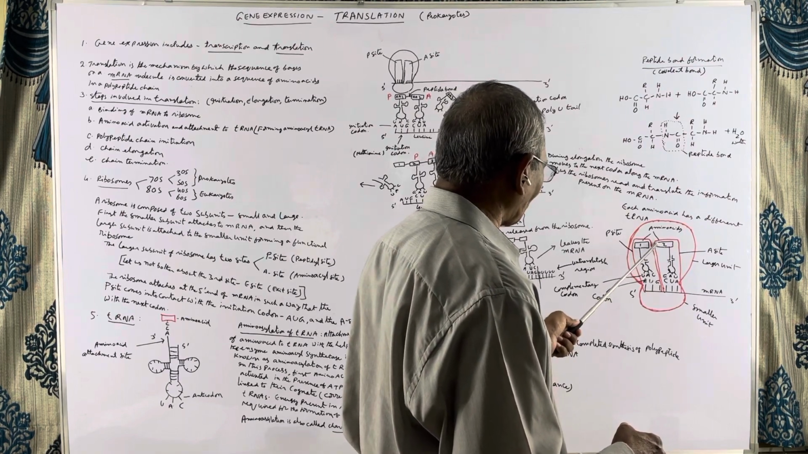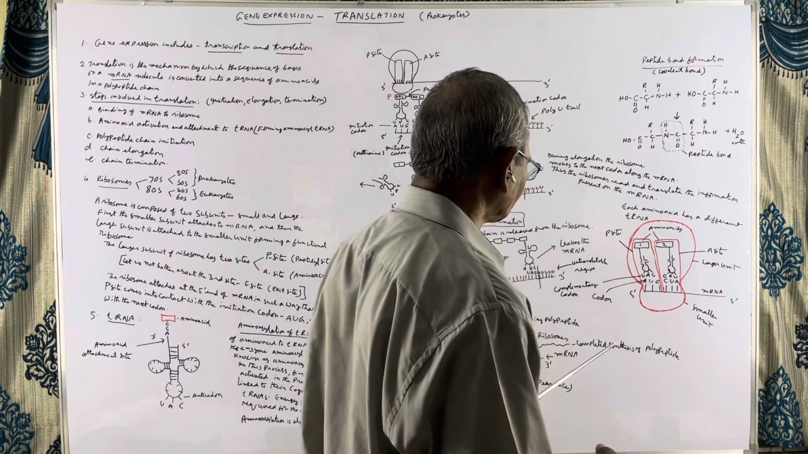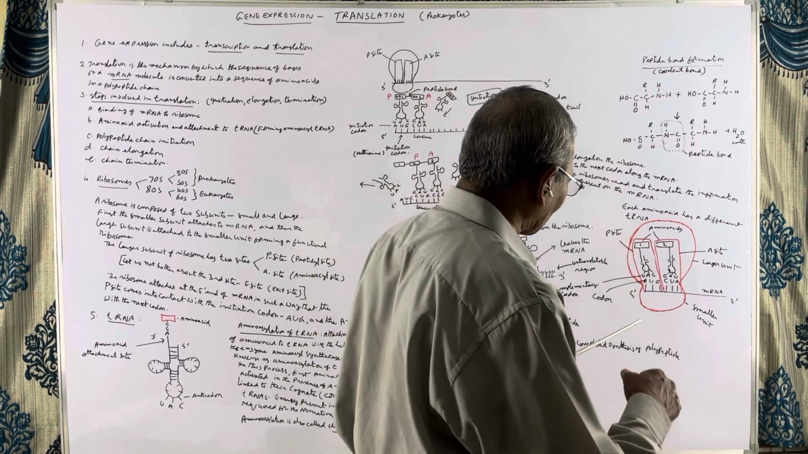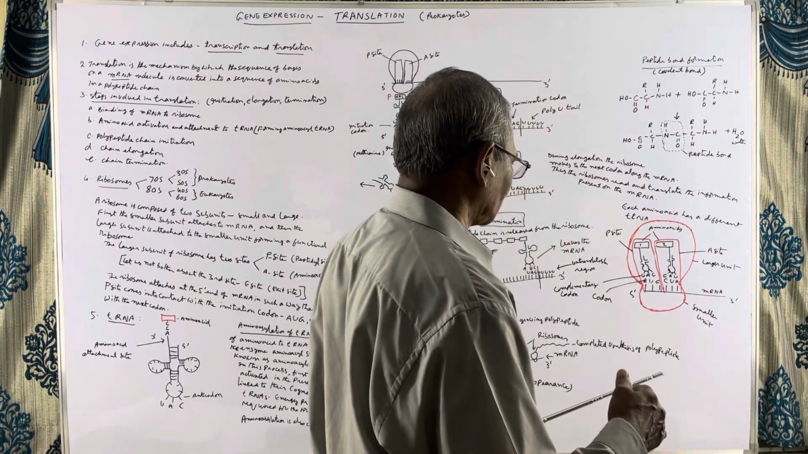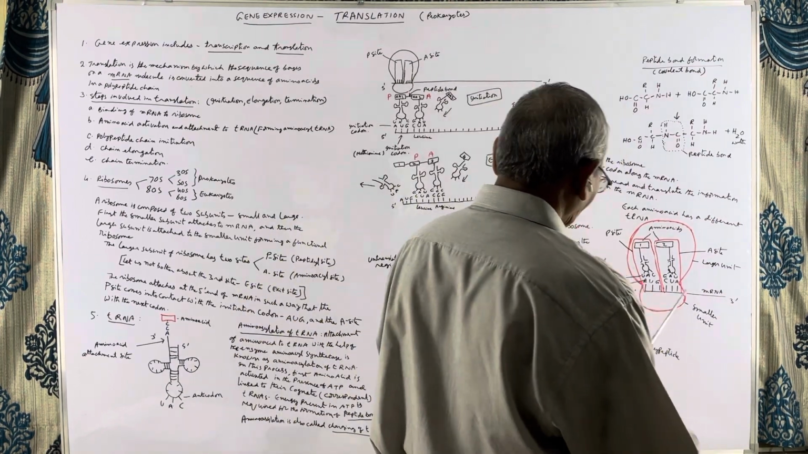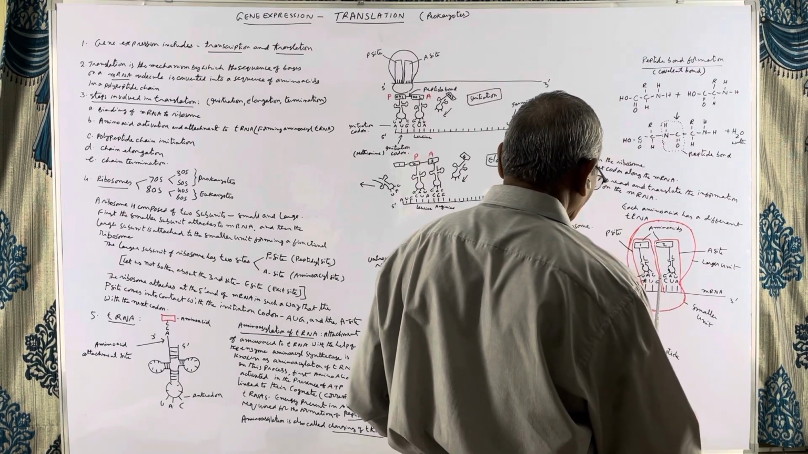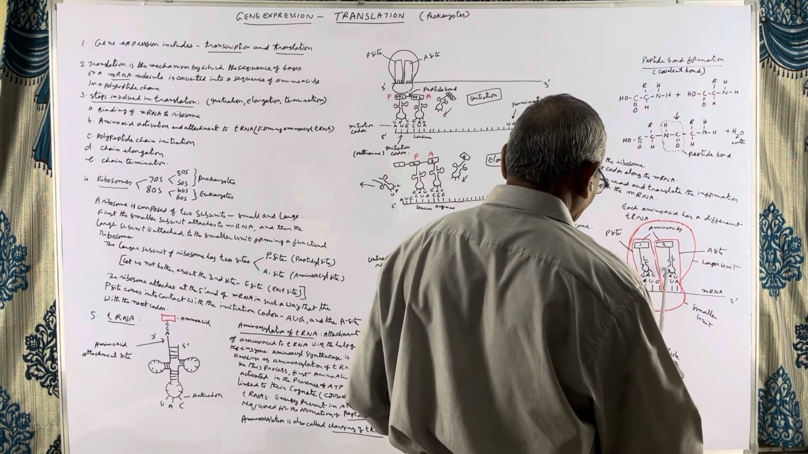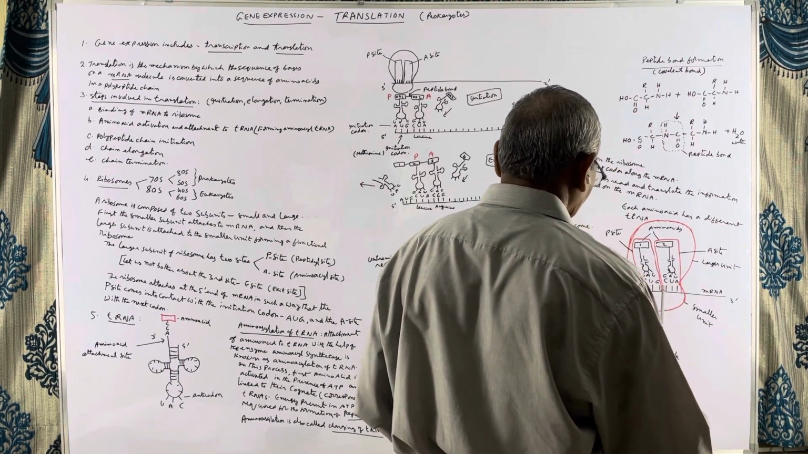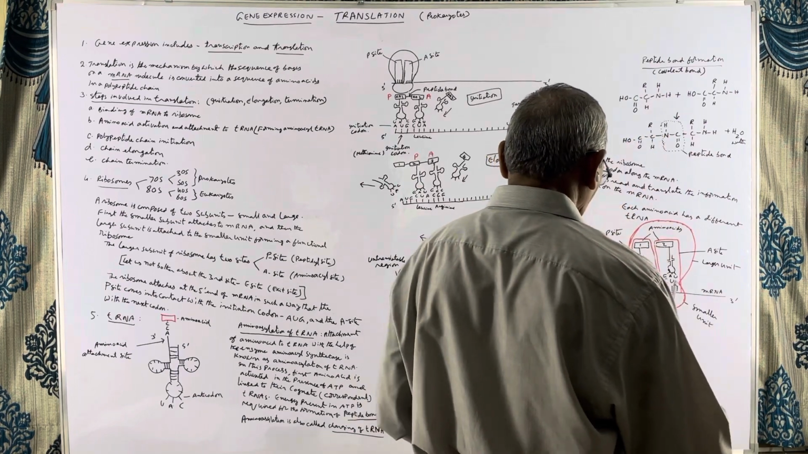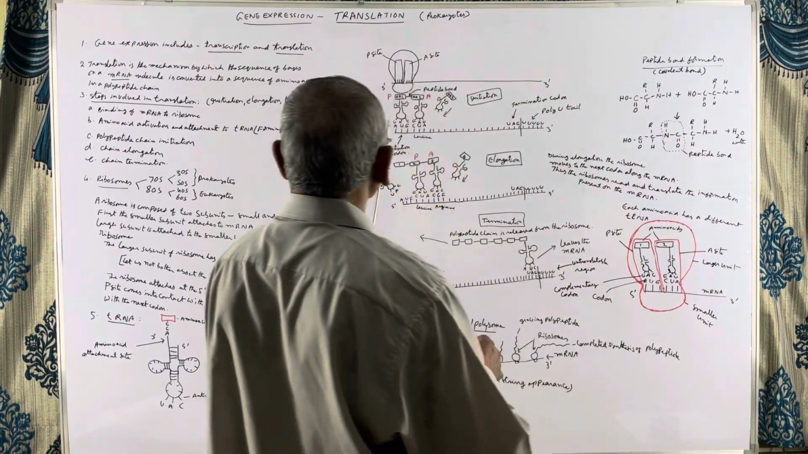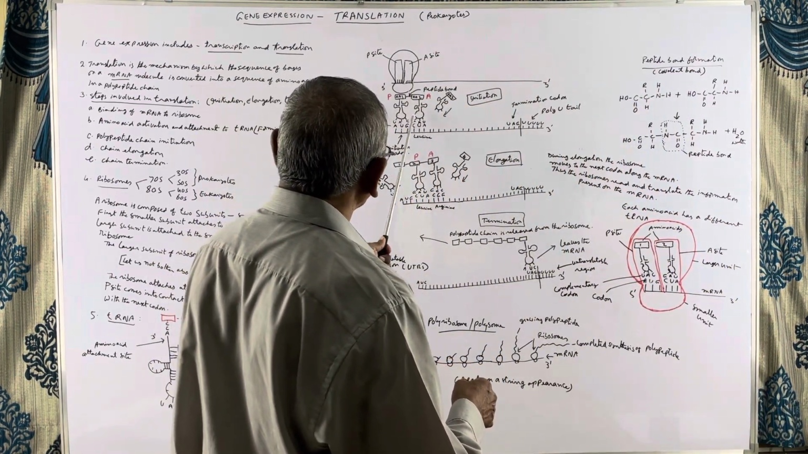Now a peptide bond is formed between these two amino acids. After the formation of the peptide bond, the entire unit moves by one codon to the left side. So it moves like this. It jumps by one codon. And when it moves to the next codon, what happens? It comes here and this moves ahead.